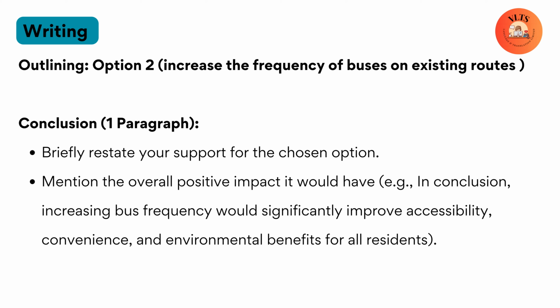The last but not least comes the conclusion. And in the conclusion, as it was mentioned earlier in this episode, we briefly restate our support for the chosen option. You mention the overall positive impact it would have. For example, in conclusion, increasing bus frequency would significantly improve accessibility, convenience, and environmental benefits for all residents.